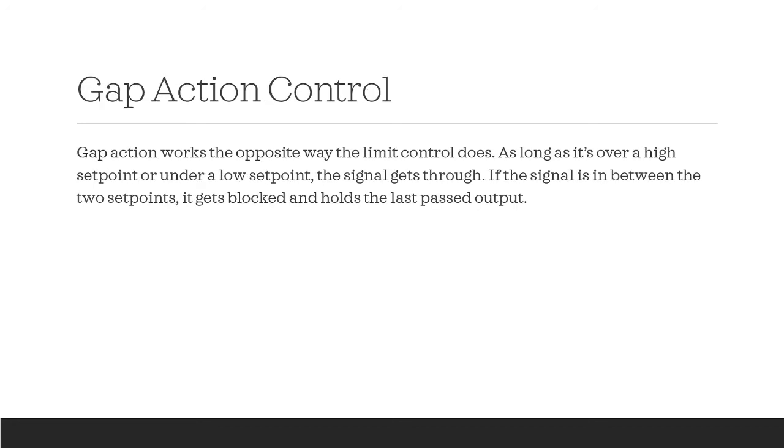Gap action works the opposite way than limit control does. Instead of measuring for a high set point or a low set point, it measures between two set points. So if the signal is between those two set points, it will allow it to go through. But if it's higher than the highest set point or lower than the low set point, it will not get passed through.